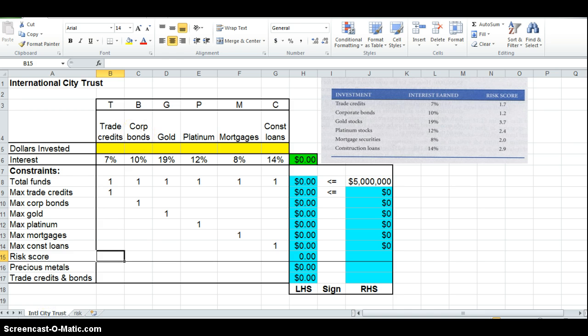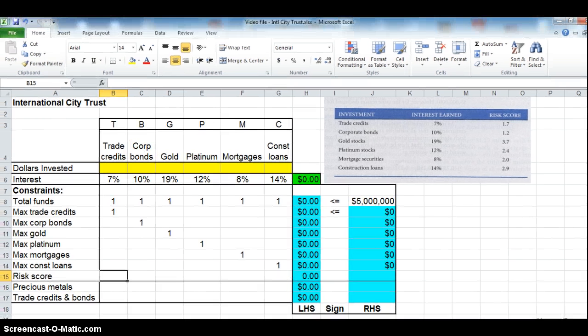We're going to go back and write the risk scores for this example. For trade credits, we have a risk score of 1.7. For corporate bonds, 1.2, 3.7 for gold, 2.4 for platinum, 2 exactly for mortgage securities, and 2.9 for construction loans. We want that to be less than or equal to 2 times whatever our total investment is, because we want the average risk score to be 2.